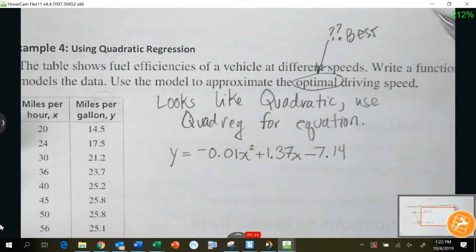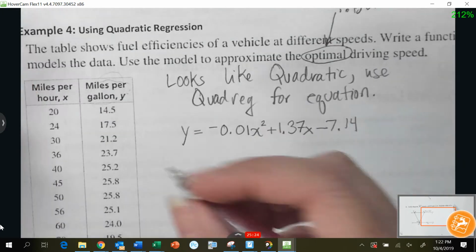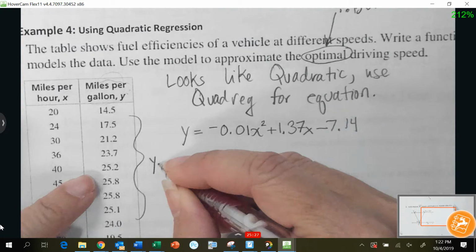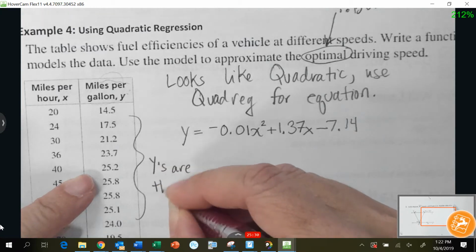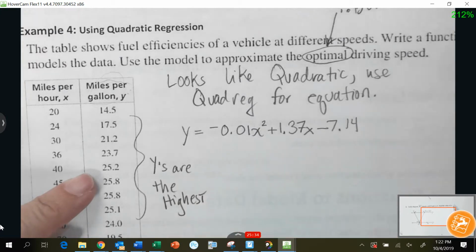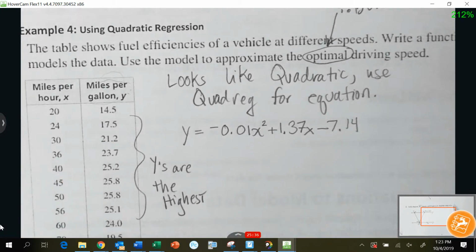So when we talk about the best driving speed, we want to look where our Y's are the highest. That means we have less gas to pay for out of our own pocket because we're driving at a way that uses the least amount of gas. Or you get the most miles per gallon, I should say.